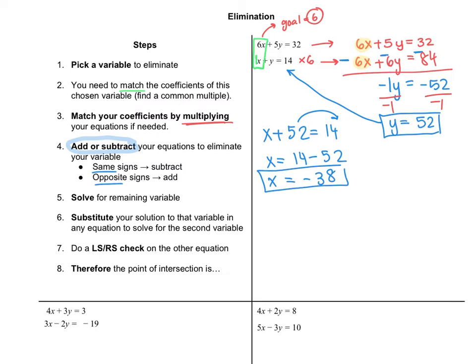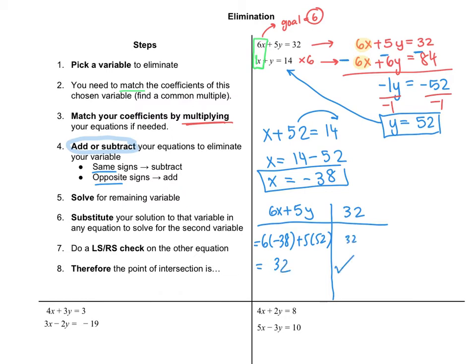And if I wanted to do a left side, right side check, I definitely could, and I will show it right here. So I would look at the equation I haven't touched, which is the first one. The left side says 6x plus 5y, and the right side says 32. So on the left, I'll replace x with negative 38 and y with 52. And at this point, I would just go to my calculator and write exactly what I wrote. And I got 32, which is the same thing as on the right, so I'm happy.